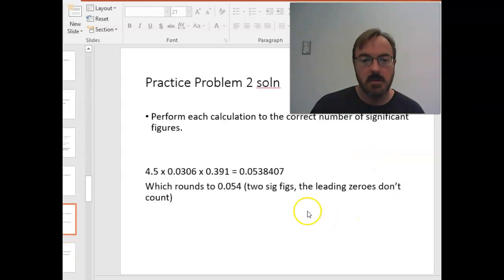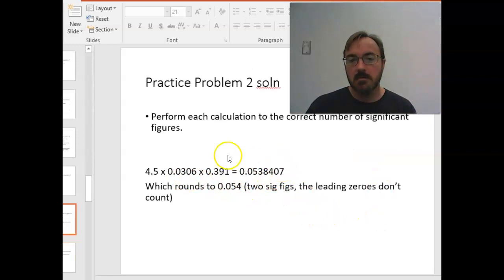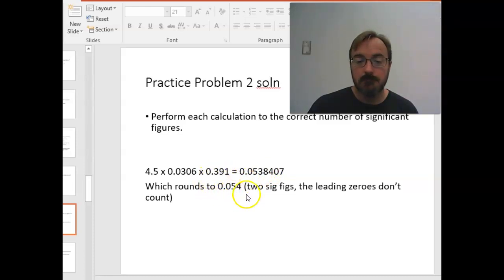So let's see. You get this number coming out of your calculator. You look here and you say, hey, I need just 2 because I'm limited to 2 on the initial numbers. So I'm going to limit it and round it at this 3. Again, the 8 is to the right of it. The 8 is larger than 5. Sorry, it's 5 or larger, and so we round this to 4, and then we're left with 2 sig figs in the answer. Okay.